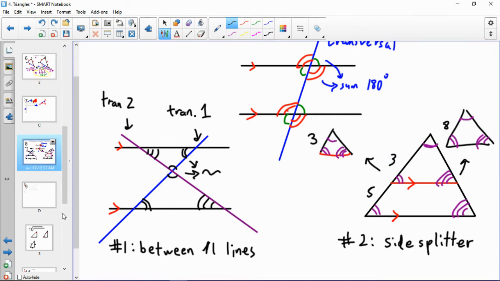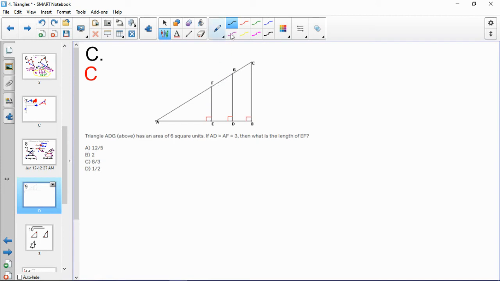And now we move on. And here we are with our first problem. Before I even read this question, I'm almost positive I'm going to have to deal with some similar triangles because I have two parallel lines right here. And I have a triangle right here, and two parallel lines are going through it. So I know that each of these right triangles is going to be similar. And now let's see what information they are giving us. So triangle ADG has an area of 6 square units. And what I'm actually going to do is move the stuff out here.